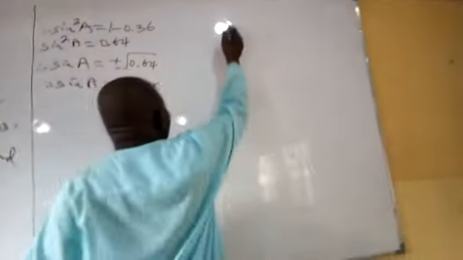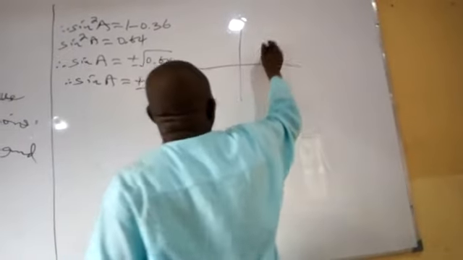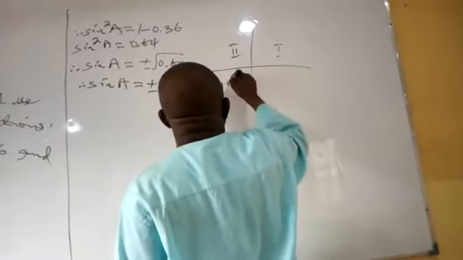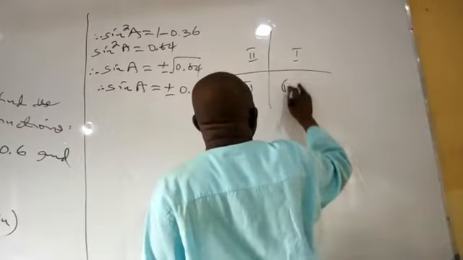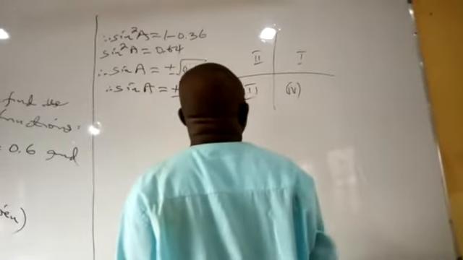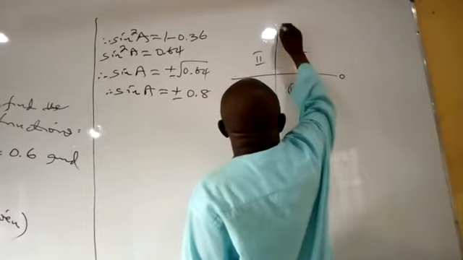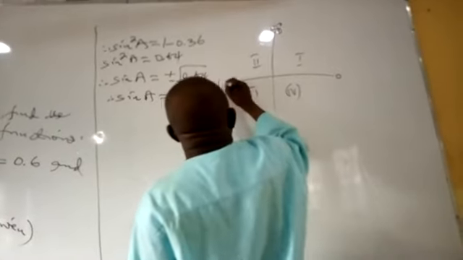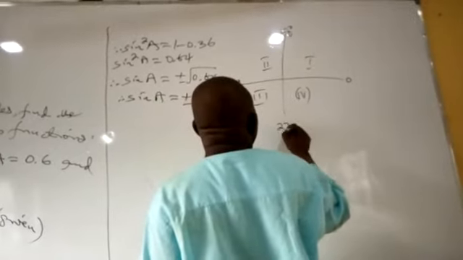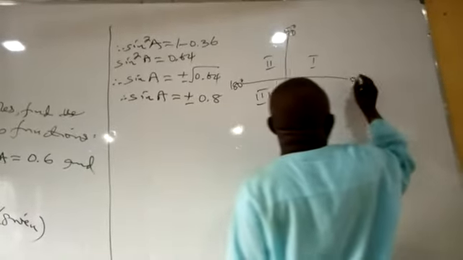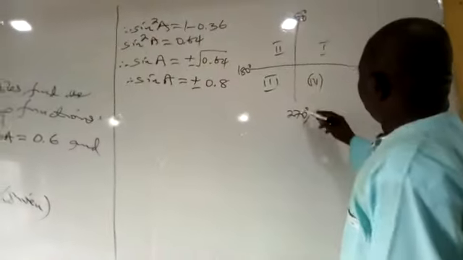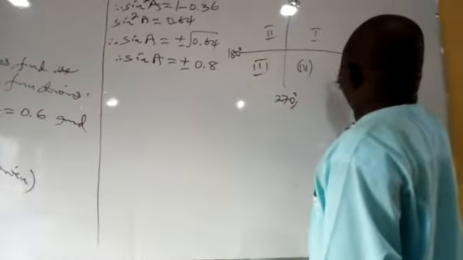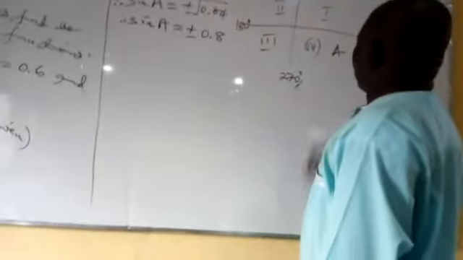So again, look at your quadrant. This is the first, second, third, fourth. This is the fourth quadrant. So this is 0 degrees, 90 degrees, 180 degrees, 270 degrees, and 360 degrees. The given inequality is between 270 and 360 degrees. So angle A is in this fourth quadrant.